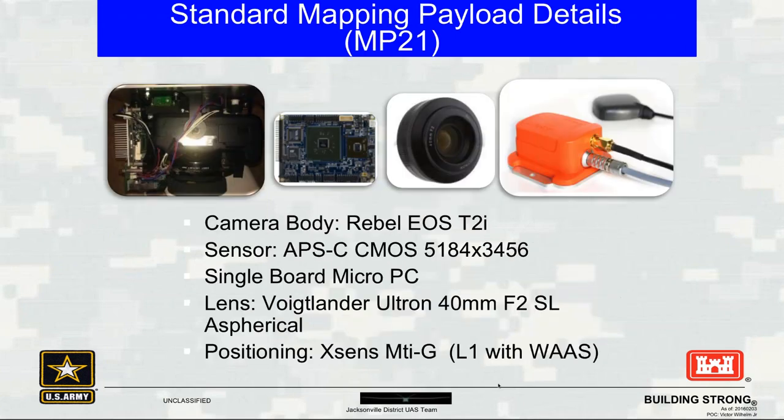Next slide, please. So, the mapping payload details. Vic can discuss this more in depth, certainly a lot better than I can, but I'll try to hit on the points. The camera body is a Rebel EOS T2i. It has various sensors in there for positioning and for advancing shutter speeds, as well as tracking back and forth to the ground station. Next slide, please.